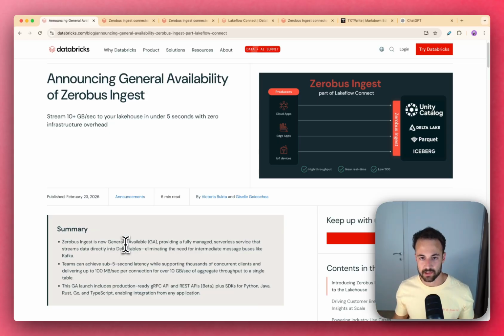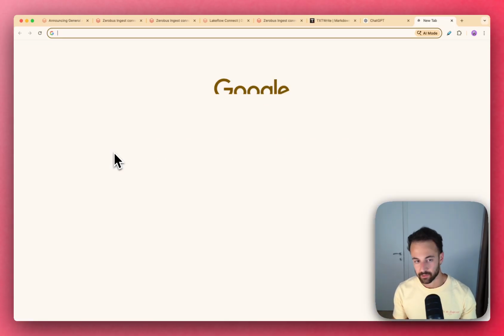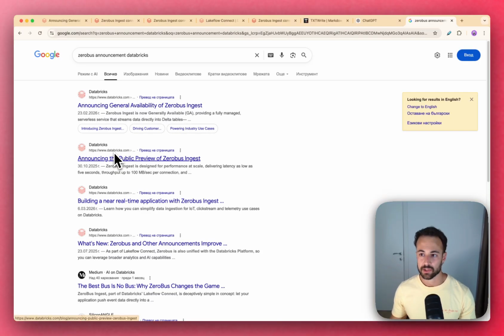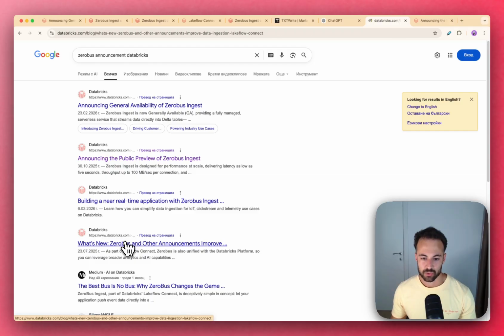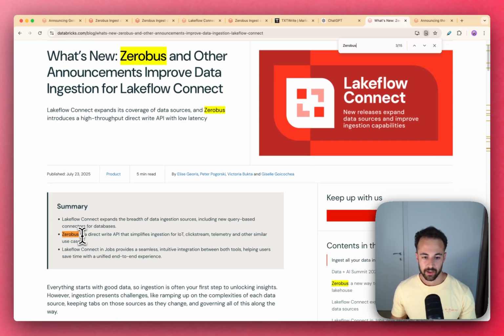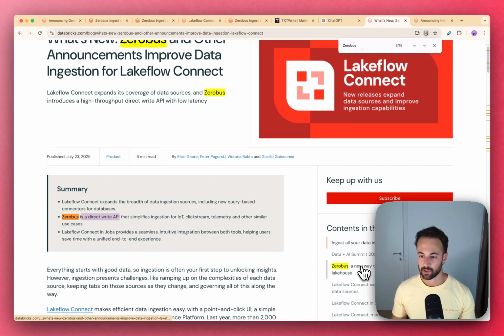They did announce this back in the day. Let me see if I can find the Zerobus announcement by Databricks. They did announce this, I think it was almost a year ago. I think it might have been this or this. I think it was in July. So it must have been this. Zerobus in July 2025. Here they call it the direct write API actually, that simplifies ingestion for IoT, clickstream, telemetry, and other similar use cases.